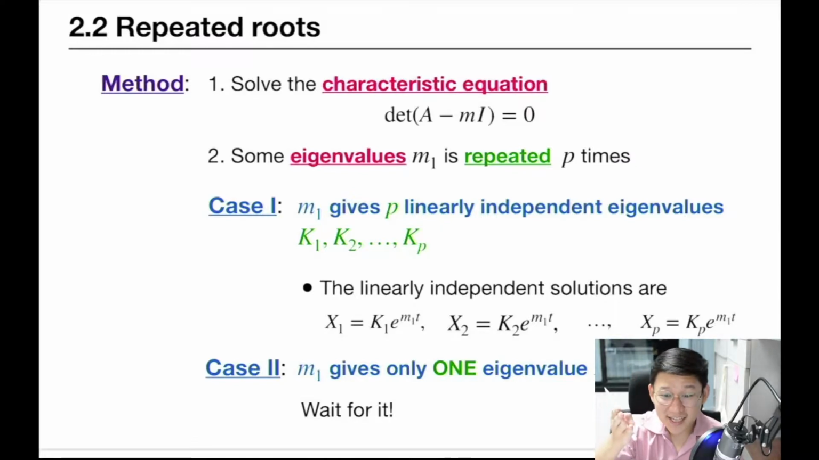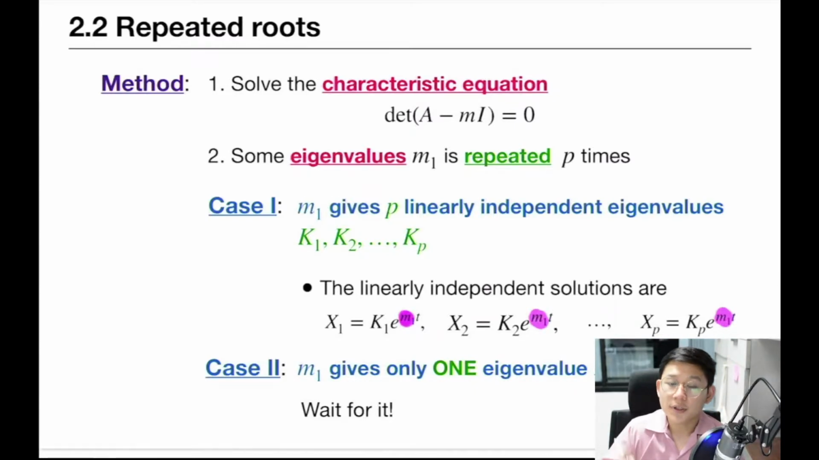This is the second case, where the roots are repeated. And when the roots or the eigenvalues are repeated, we have the other 2 cases within this case. The first case is when m1 gives p linearly independent eigenvectors. If it gives p linearly independent eigenvectors, k1, k2, to kp, then we obtain the solution. The solutions are the same as the previous section. So x1 is k1 e to the m1 t. x2 would be k2, but instead of m2, that would be m1 t. So these are all the same m, which is m1.